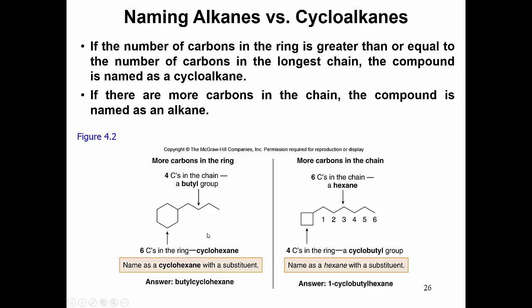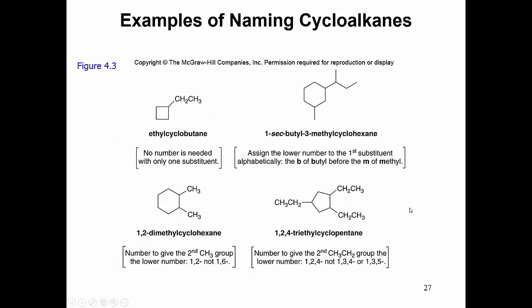So the 6 carbons in the ring are going to make the parent structure here a cyclohexane, and we would simply name this as butyl cyclohexane. 1-butyl cyclohexane, we don't really need the 1 because it's only the 1 substituent. So butyl cyclohexane. Here in the other example, we have a hexane as the parent because the ring has fewer carbons, so we call this 1-cyclobutyl hexane. Now we've made the ring the substituent. Okay, so on the left, the ring is the parent chain, and on the right, the parent chain is the acyclic alkane. So this on the right is 1-cyclobutyl. Cyclobutyl is our substituent, cyclobutyl hexane. Okay. All right.